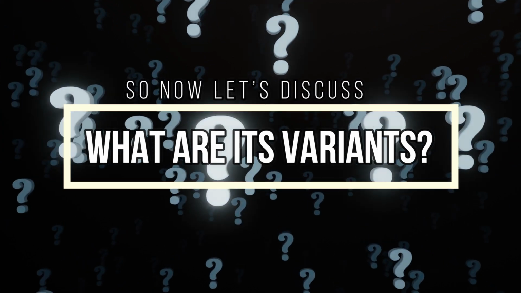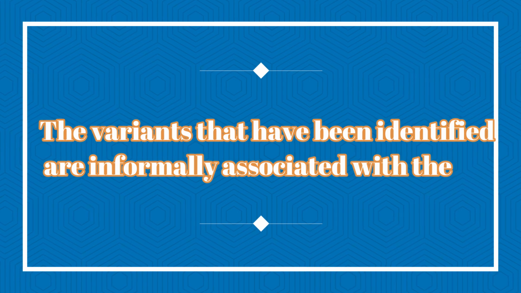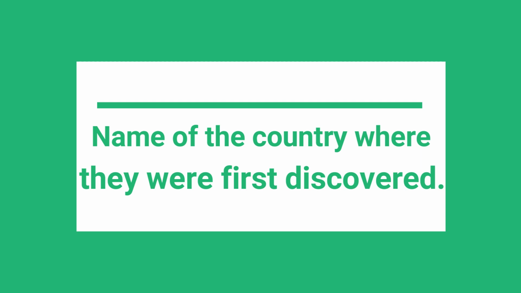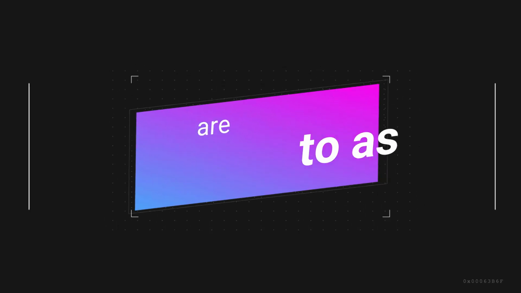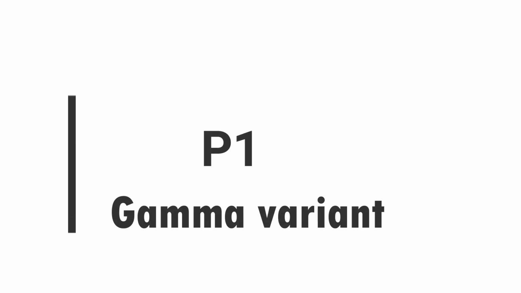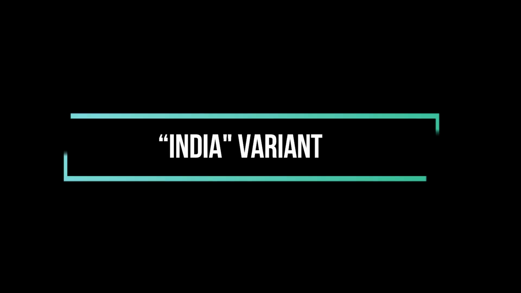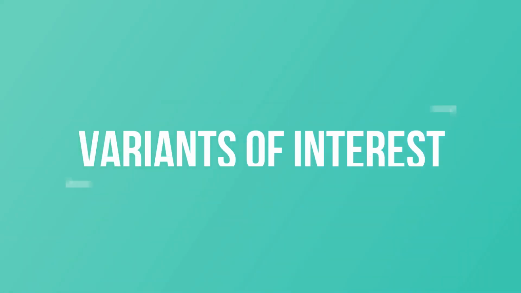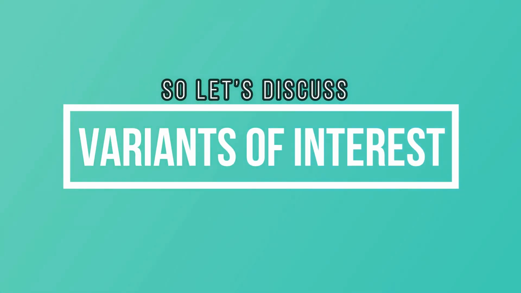So now let's discuss its variants. The variants that have been identified are informally associated with the name of the country where they were first discovered. They are referred to as the UK variant B117 alpha variant, the South Africa variant B1351 beta variant, the Brazil variant P1 gamma variant, and the India variant B16172 delta variant.